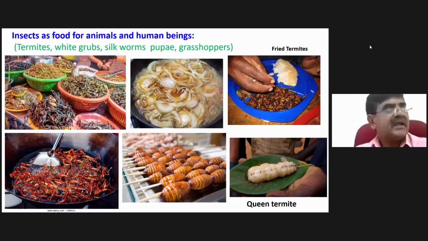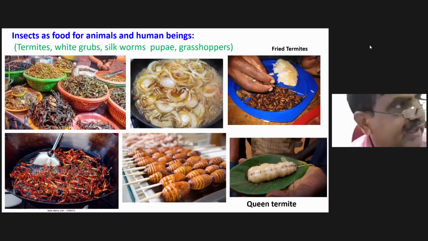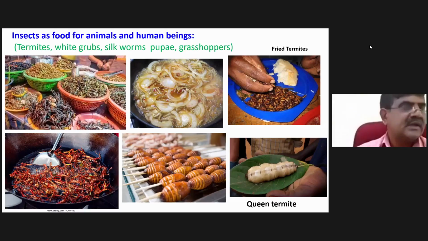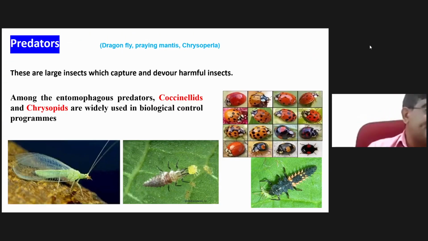And I already told you there are some important crop pests that damage our crops. Here, these are predators. Predators are large insects that feed on harmful insects.